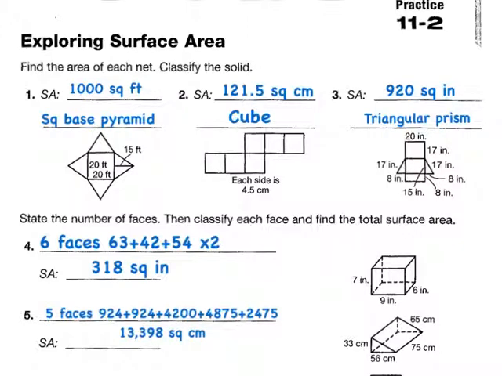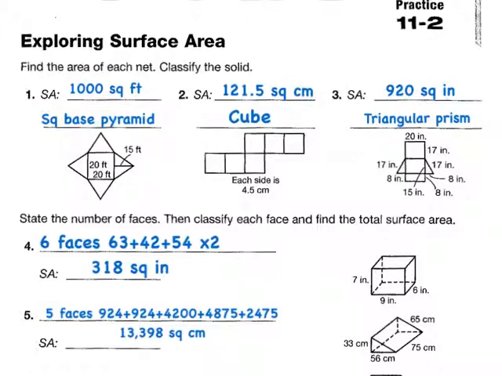Number 1, the surface area is 1,000 square feet, and this net represents a square base pyramid. Number 2, the surface area is 121.5 square centimeters, and the net represents a cube. Number 3, the surface area is 920 square inches, and the net represents a triangular prism.